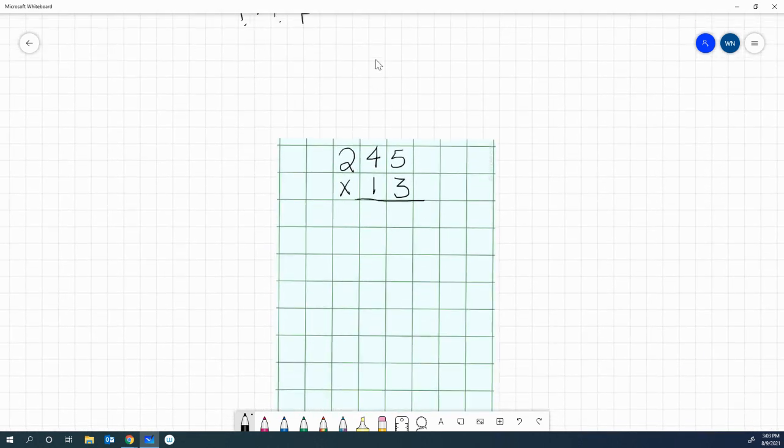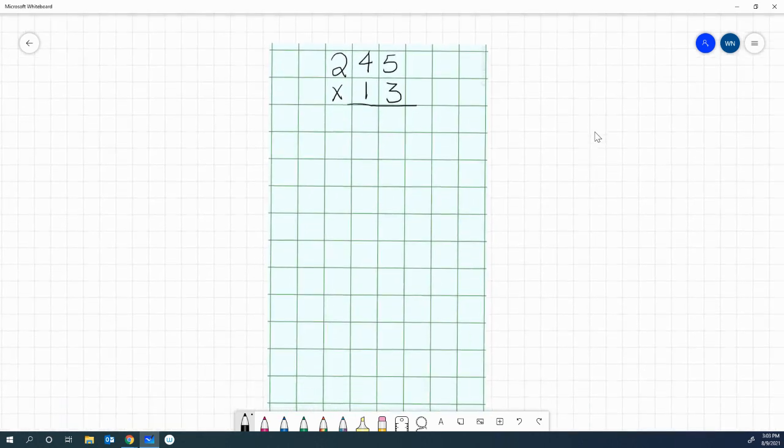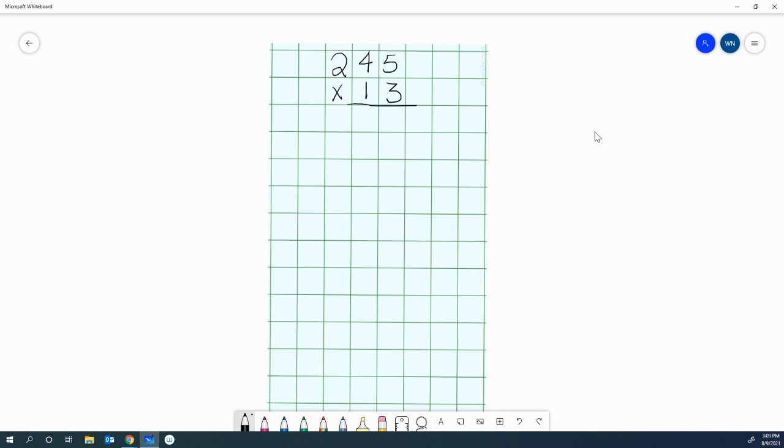Make sure you have your graph paper. We're going to be working all of these out on graph paper, and you're going to glue them into your notebook. So when you're using your graph paper, you should have one number in each box, and it will help us line up our numbers beautifully. So let's go ahead and get started.